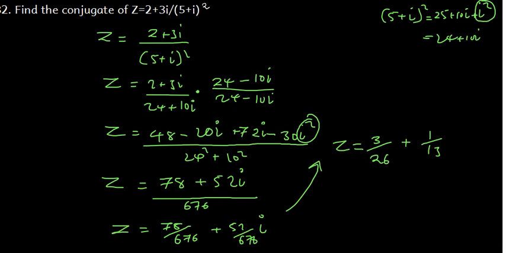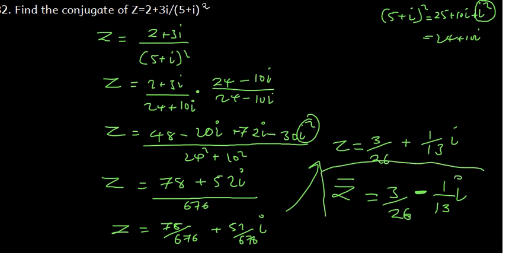Now the question is to find the conjugate of z, which is this. So the conjugate of a number, written as z with a bar on top, is simply changing the sign of the imaginary part. So that would be 3 over 26. Because it is positive, it would now be negative 1 over 13 i. So this is the conjugate that we are looking for.